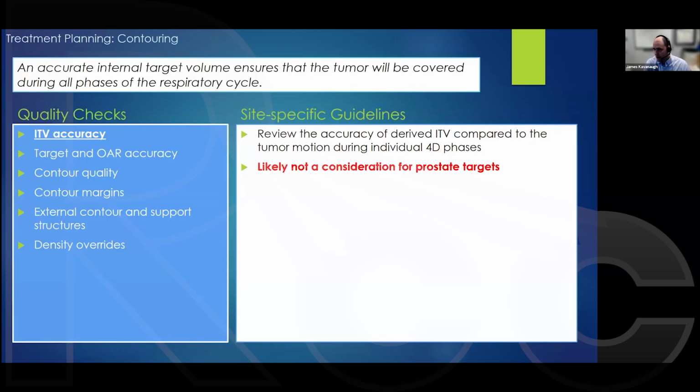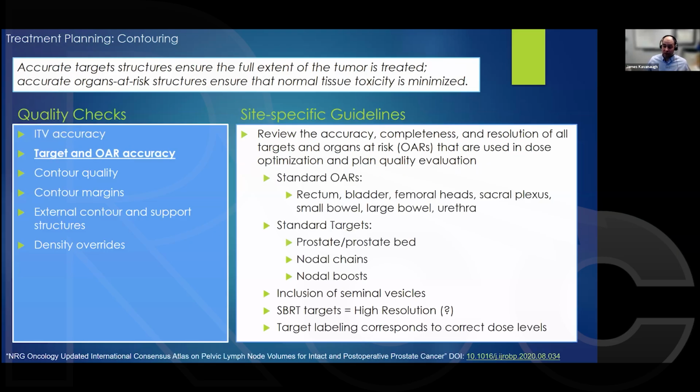Speaking of contouring, ITV accuracy, again, really not moving, both with breathing motion and ideally not moving even over the course of individual fractions of treatment. So ITV doesn't typically come into extensive play for prostate treatments. However, obviously targets do. And so as a physicist, you should be reviewing the accuracy, completeness, and resolution of all the targets and OARs. It may be, for some people, the target is typically in the realm of the physician.